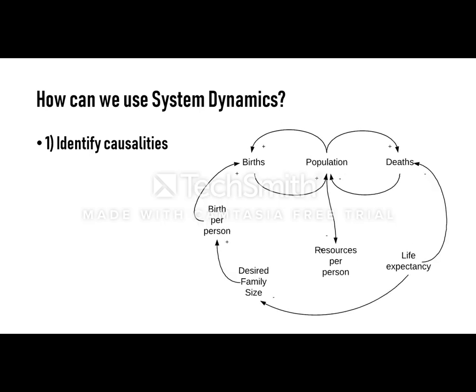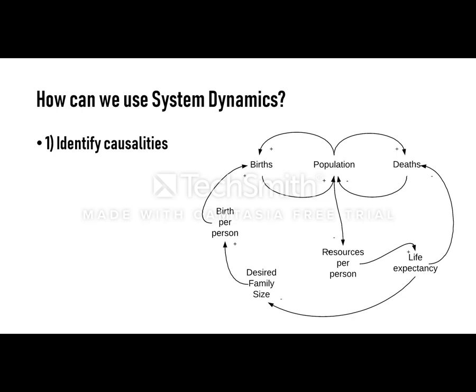Also, the birth per person is affected by the desired family size, which you can see here, which is a contextual parameter, also related to the life expectancy of this population. But note that this expectancy is directly dependent on the available resources per person, and at the same time it is directly affecting the deaths that are occurring. And like this, you can identify many other possible relations.